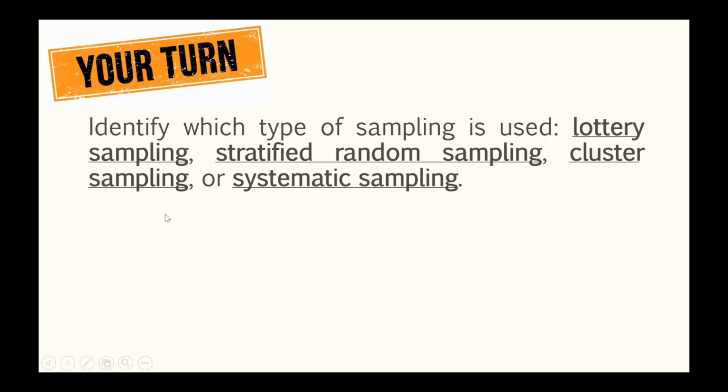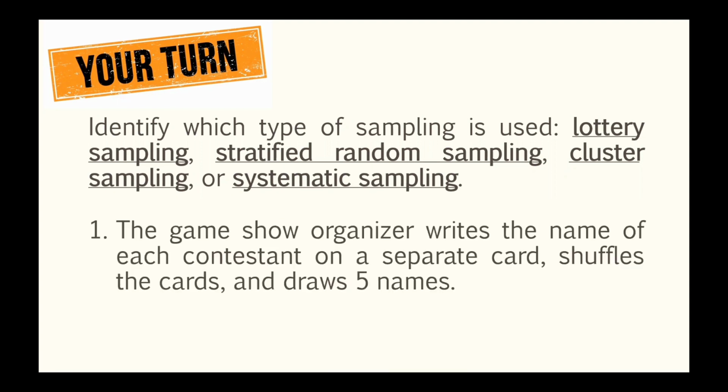Now, it's your turn. Identify which type of sampling is used: lottery sampling, stratified random sampling, cluster sampling, or systematic sampling. Number 1. The game show organizer writes the name of each contestant on a separate card, shuffles the cards, and draws 5 names. What type of sampling technique is this? Number 1, this is a lottery sampling.